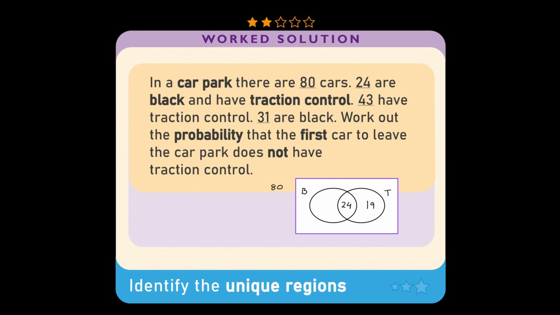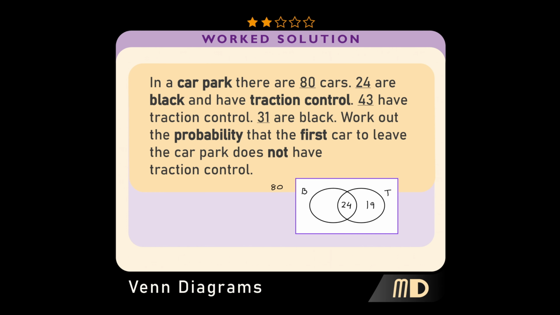The question also tells us that there are 31 cars that are black. Given that 24 of those cars are already represented in the Venn diagram, we need to subtract 24 from 31. And 31 minus 24 is 7. So we need to write 7 in the region representing cars that are black.